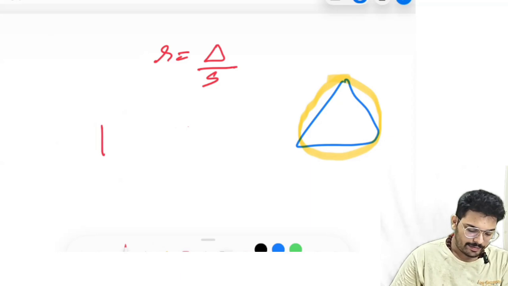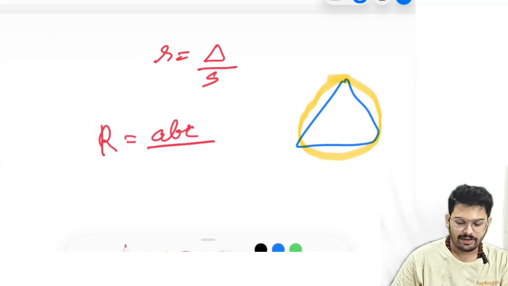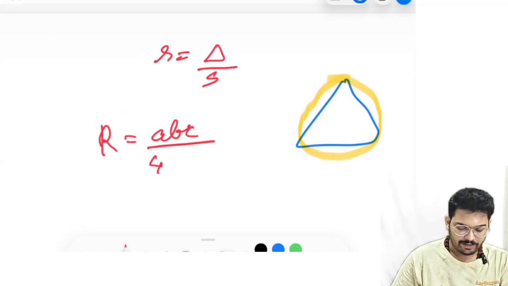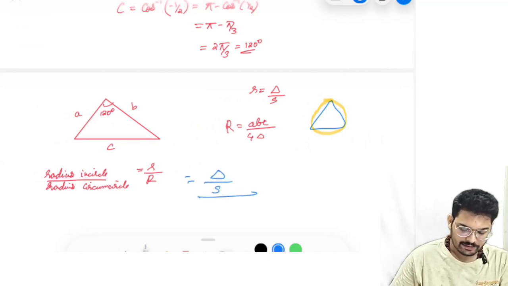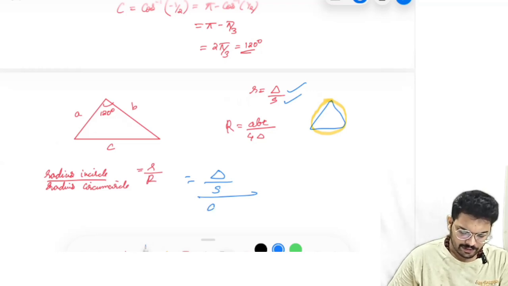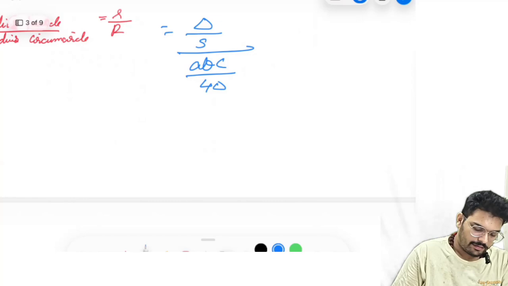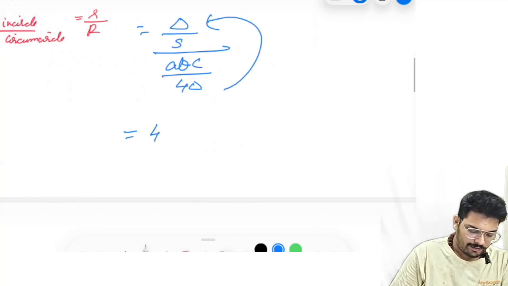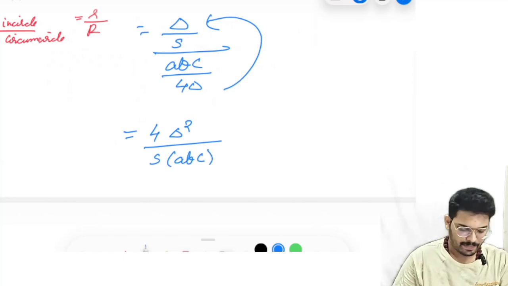Now, the circumradius will be capital R, which will be equal to the product of all three sides. For a triangle, it will be the product of the lengths of all three sides divided by 4 times its area, that is delta. Now, we need to find this ratio: delta divided by semi perimeter, divided by ABC divided by 4 delta. That is, we need to divide these two expressions to get our answer. Now, when you take this value, this will become 4 delta square divided by S, the semi perimeter, into ABC.